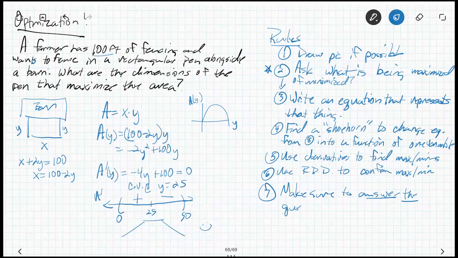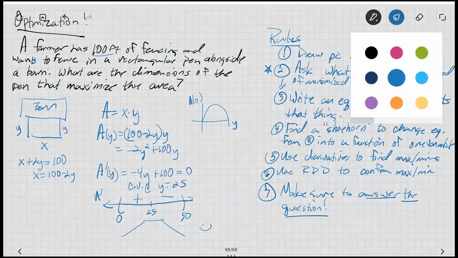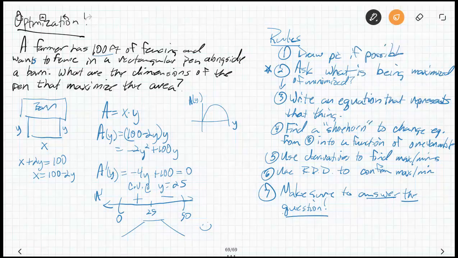So, question. Bam. Okay, so what does it say? What are the dimensions? Oh, uh-oh. Well, let's change colors of pens just so we know where we're at. Well, I definitely know that y is going to equal 25. So the dimensions, we're giving the dimensions now.